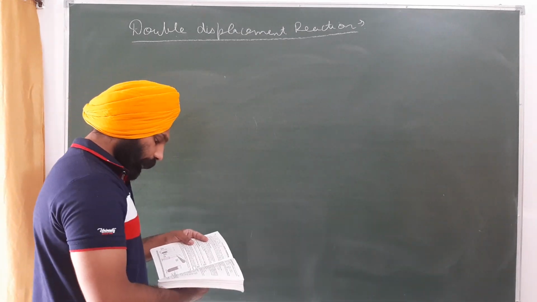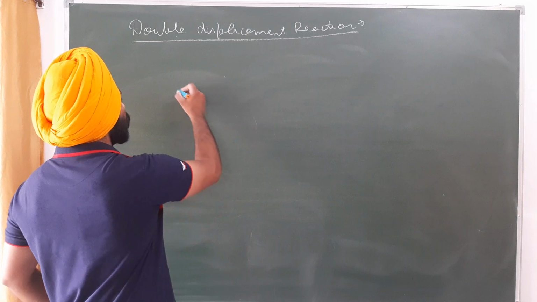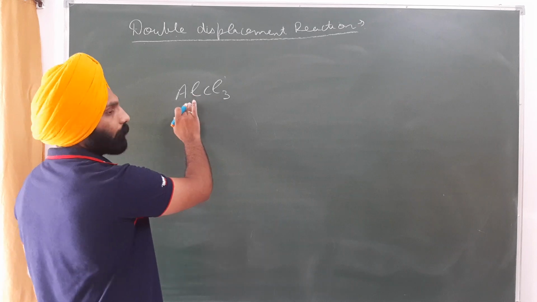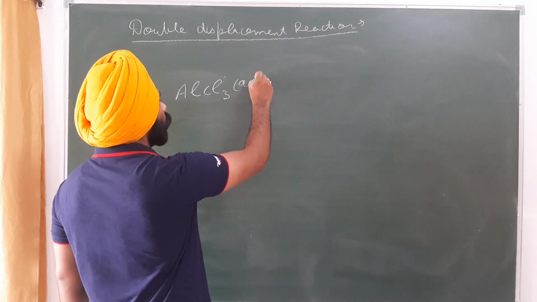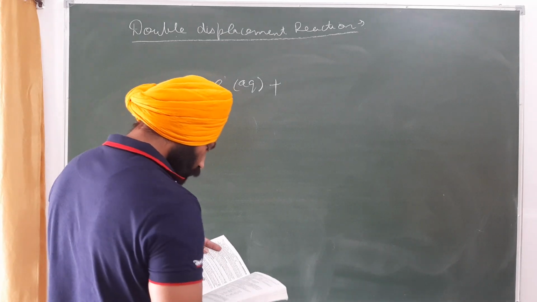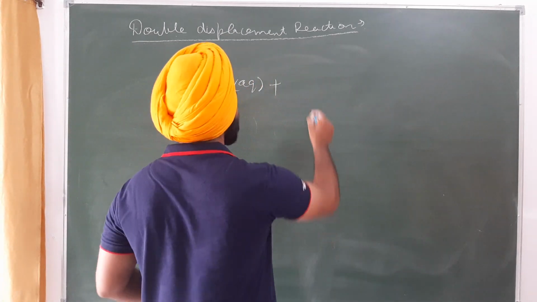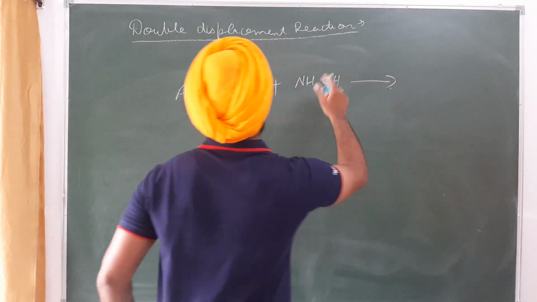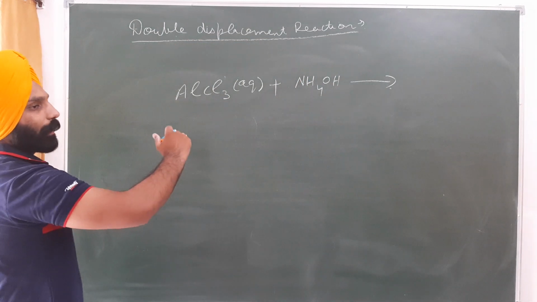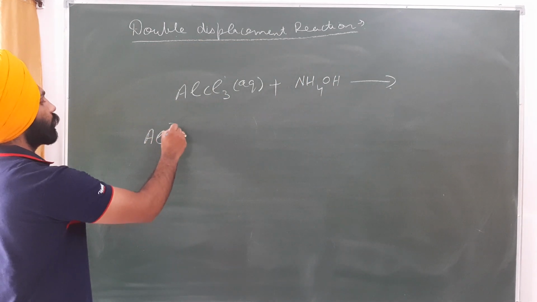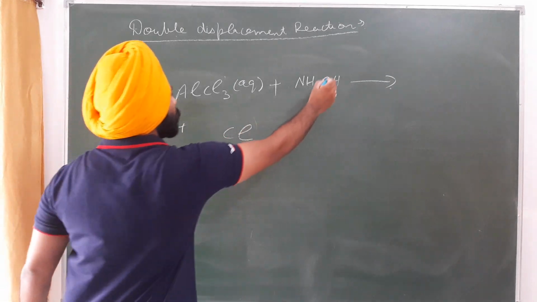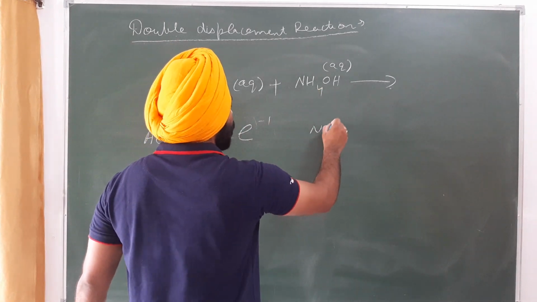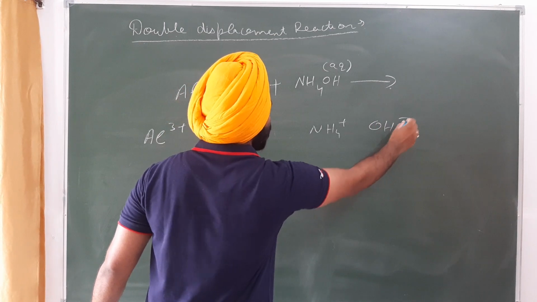Next reaction is aluminium chloride. This will be AlCl3 because aluminium has a valency of 3, in aqueous form, plus ammonium hydroxide. Now what will be the product? The product will be, by the same phenomena, aluminium 3 positive, chlorine 1 negative, also aqueous, and it will behave like NH4 positive and OH negative.